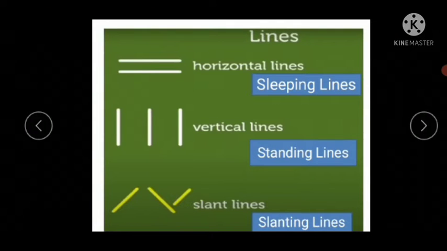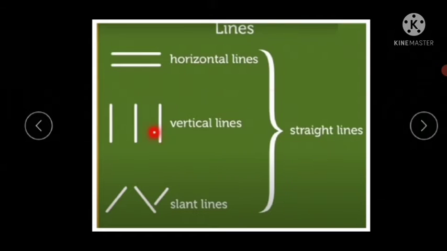So, you can see different types of lines around us. Indoor, windows, box, computer, table, books, everywhere you can see these kinds of lines. This horizontal line, vertical line and slanting line, or this sleeping line, standing line and slanting line, we can also call straight lines. These three lines are called the straight lines.